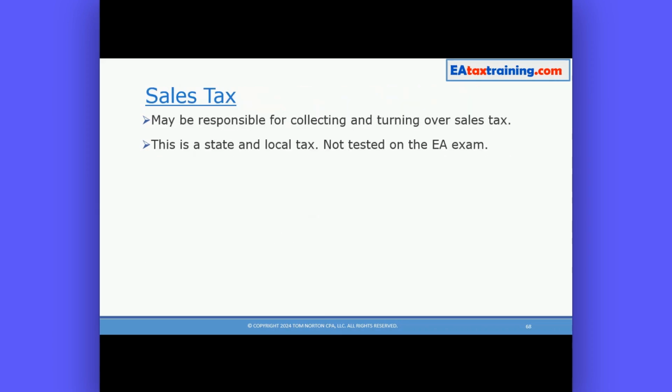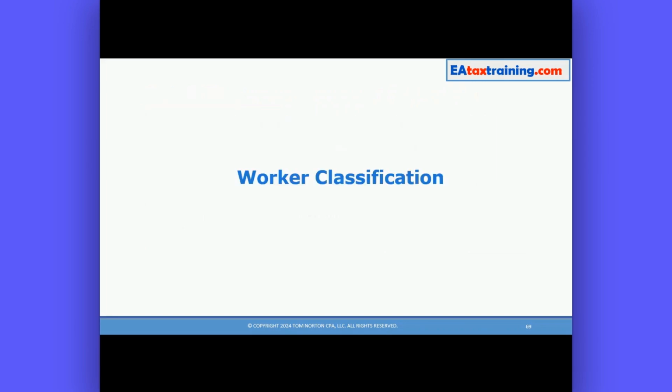Sales tax. As a business, you may be responsible for collecting and turning over sales tax. However, that is a state and local income tax. It is not tested on the EA exam. Just want to make sure that you don't forget about it and that you do take care of that with your state or local authorities.